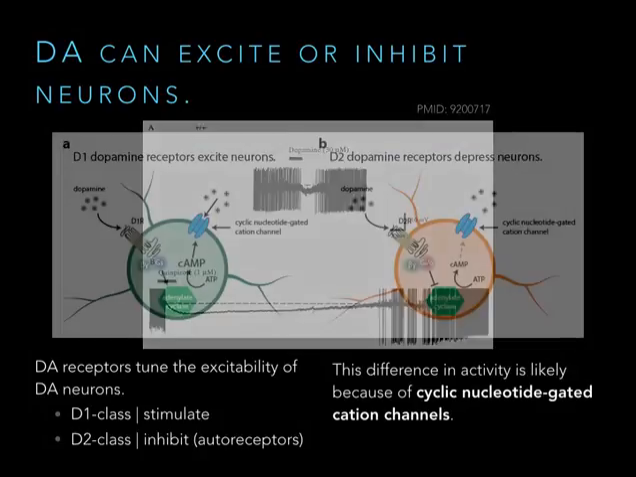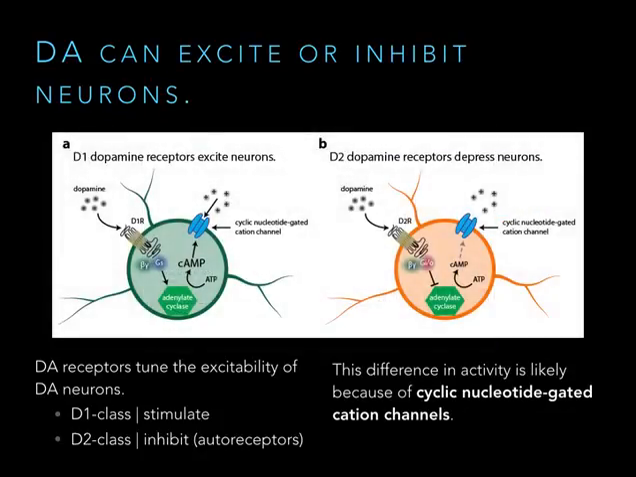Now these are G protein coupled receptors, and they're going to be coupled to two different types of G proteins. The D1 class are going to be coupled to GS type G proteins that are going to stimulate adenylyl cyclase. D2 class will be coupled to GI or GO, which will inhibit adenylate cyclase. So D1 is activating adenylate cyclase, D2 is inhibiting adenylate cyclase. Adenylate cyclase is an enzyme that creates cyclic nucleotides. So it's going to convert ATP to cyclic AMP.